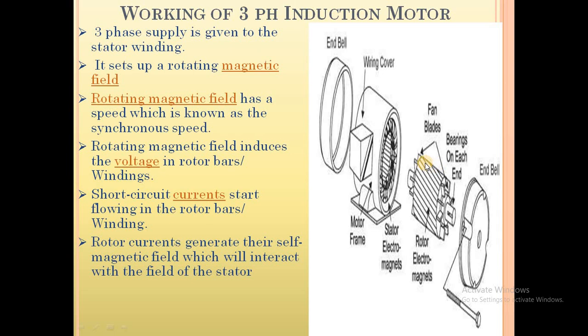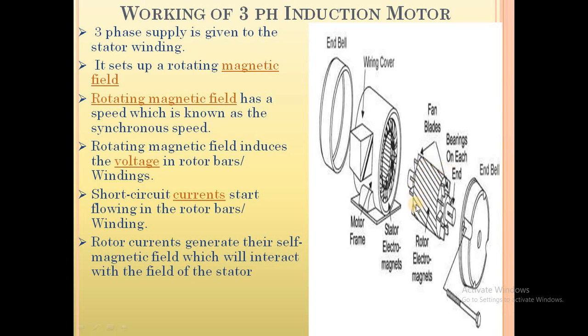Okay, so we know that due to the flow of rotor current, there will be production of a magnetic field. Which field? The rotor magnetic field is created due to the current. Now there are two fields, the stator rotating magnetic field and the rotor magnetic field. Because of the interaction between these two, there will be production of torque and hence the rotor starts to rotate.